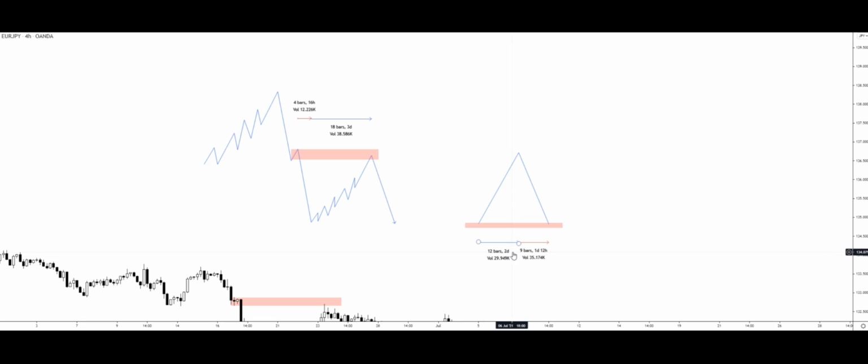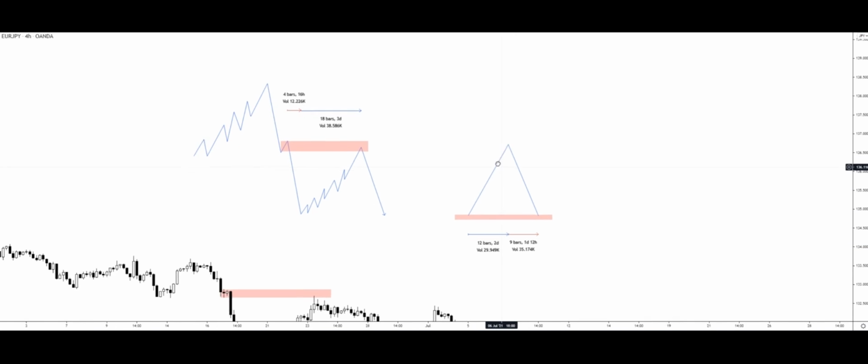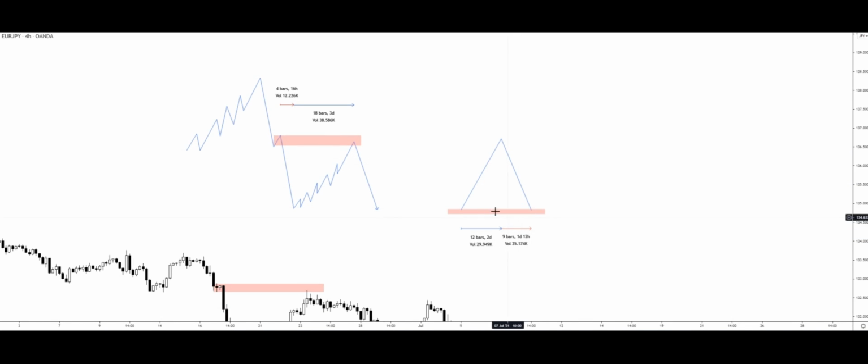and it took 12 bars for the bulls to push price up. And then from this high to this low, so the same point in price, it took 9 bars. So what does this tell us? This tells us that there are much more bears in the market than there are bulls. So this tells us that momentum is to the downside.